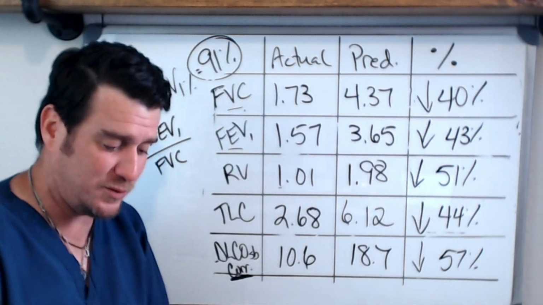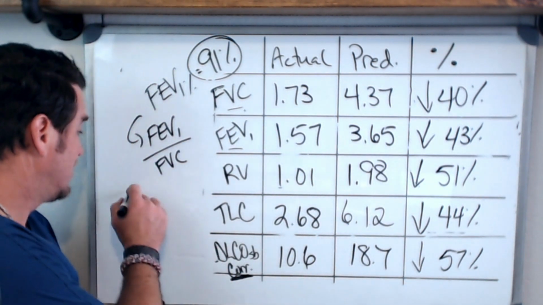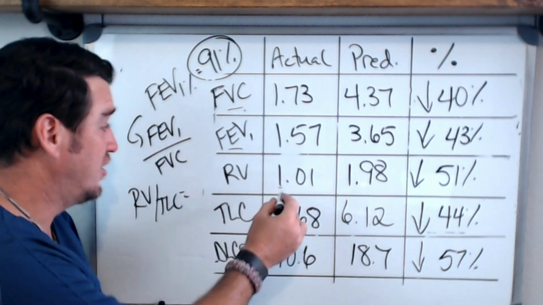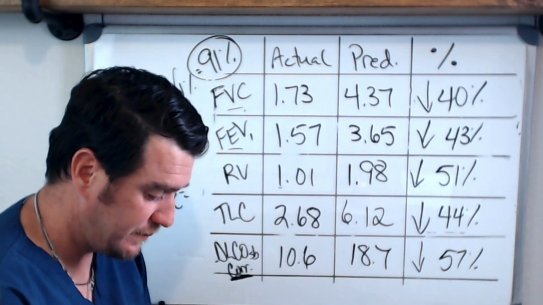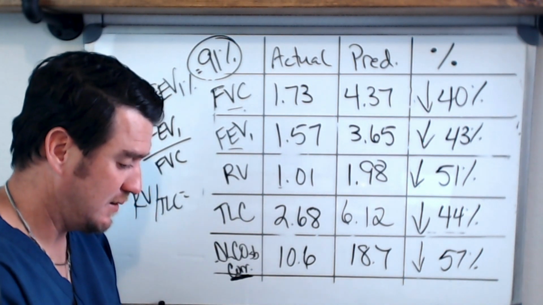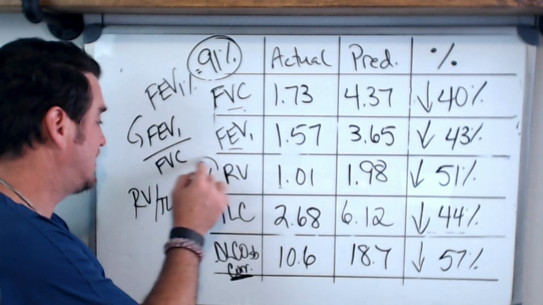Now, when we look at the next one that we talked about needing to be able to look at, it was RV to TLC. And so we're going to do 1.01 divided by 2.68. And what we see here is we get 37%.